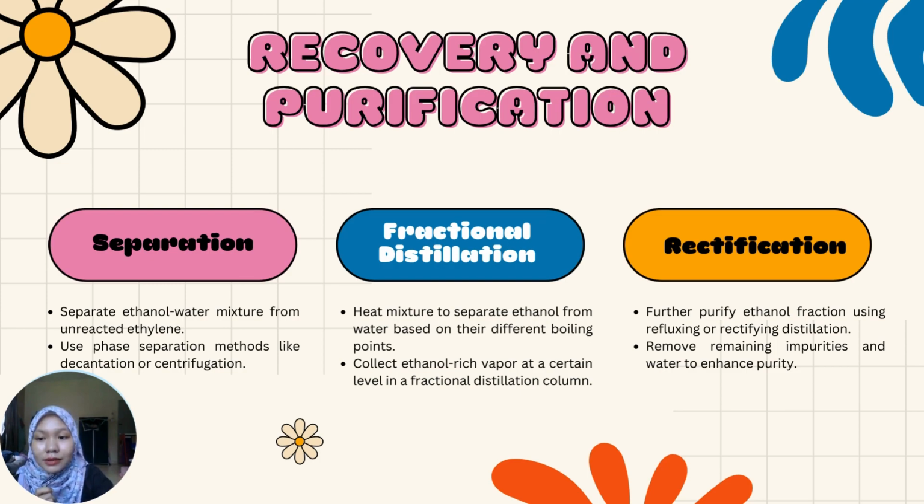Rectification, also known as refluxing or rectifying distillation, is a process used to further purify the ethanol fraction obtained from the fractional distillation. In rectification, the ethanol vapor is passed through a fractionating column with additional trays or packing material.